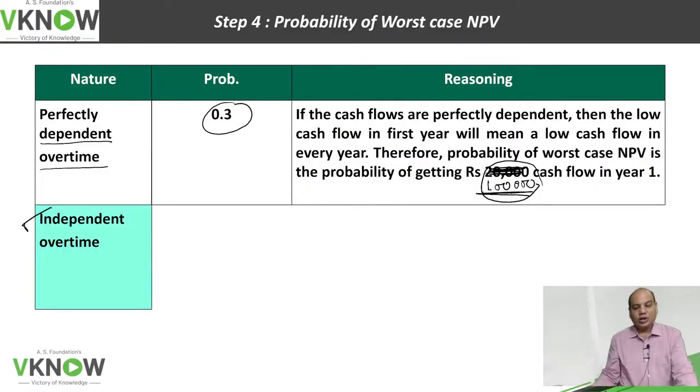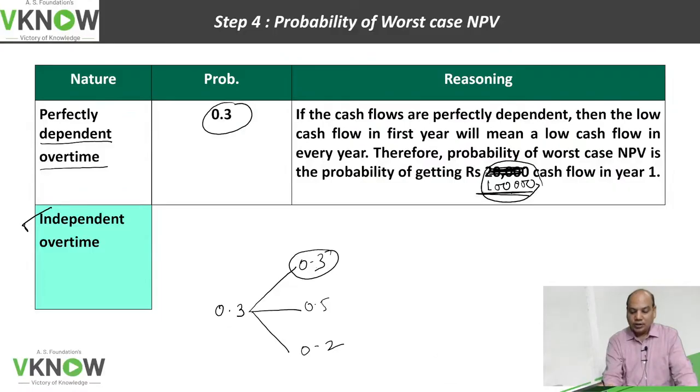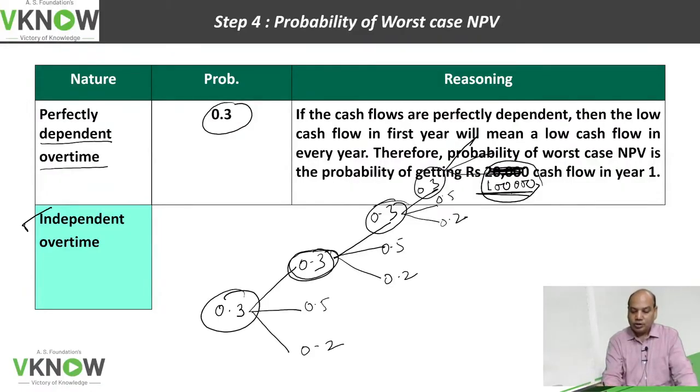Now write down: independent over time. Independent over time means second year cash flow is independent of first year cash flow. For example, in the first year, if I get 0.3, then in the second year I have three possibilities: 0.3, 0.5, 0.2. If I get 0.3 in the second year, then again in the third year I have three possibilities, and the same thing in the fourth year. So 0.3 into 0.3 into 0.3 into 0.3 into 0.3. That is the probability you will get 1 lakh in all the 5 years, and these are independent.